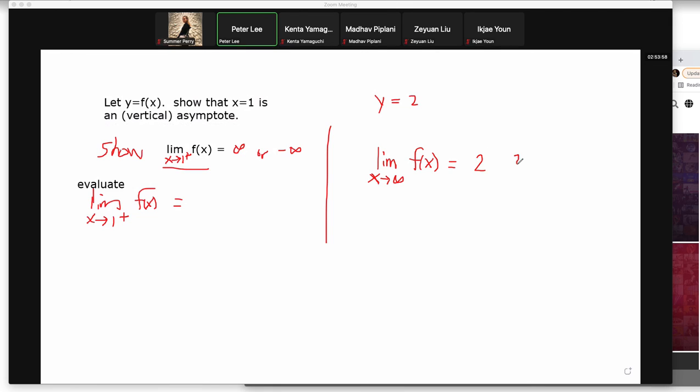Is it 2? Is this correct? If not, then you have to try x approaching minus infinity. They can literally be different. If one of them becomes 2, then that means y equals 2 is an asymptote. So you have to show either this or this, but you don't have to show both. Just one of them is fine. So this is the way to show that.